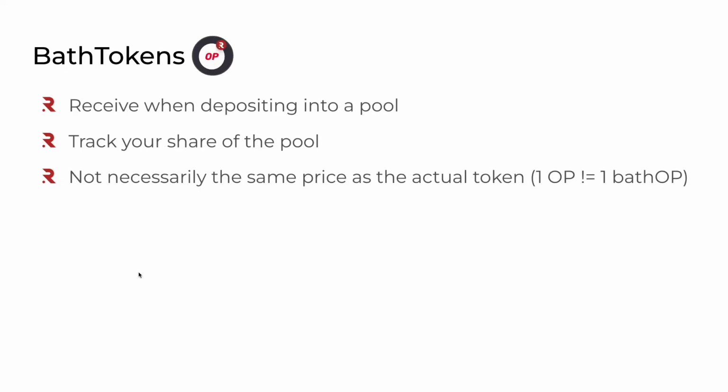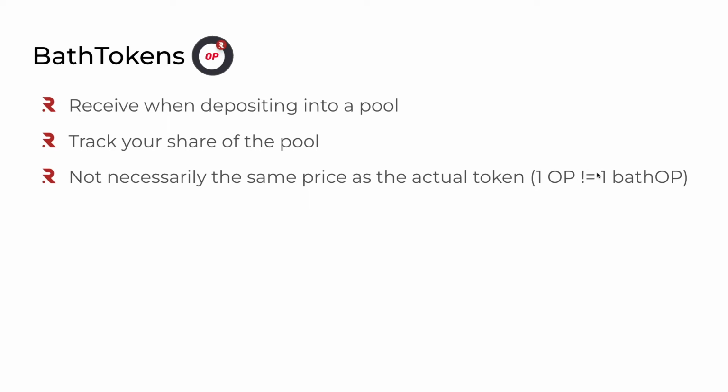Now let's focus a little bit more on BathTokens. So BathTokens are the tokens you receive from the Rubicon protocol after you've deposited your tokens into it. They track your share of the pool, and they're not always necessarily the same price as the actual token. So one OP does not always equal one Bath OP.